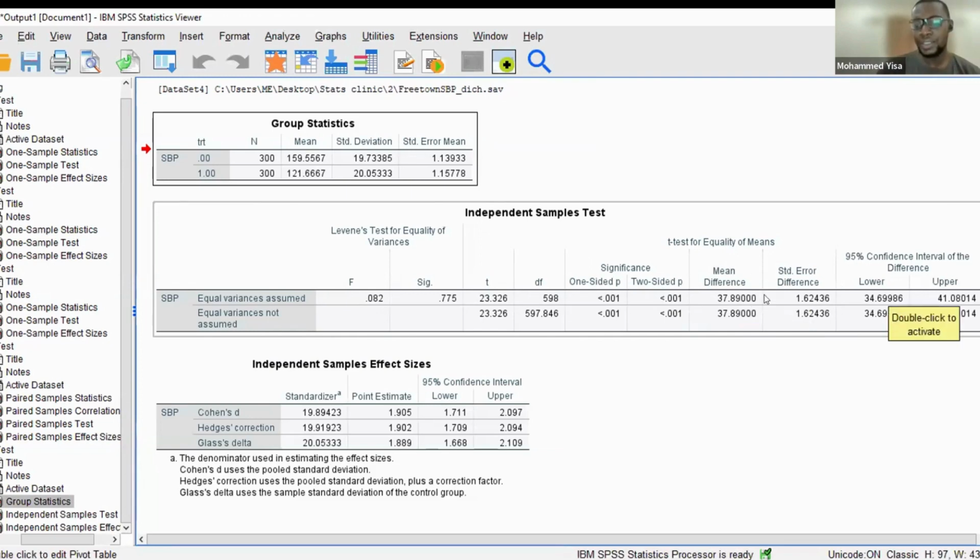The mean value of BP reduction is 37.89. But then on average, 95% of the subjects would have had a reduction of between 34.7 and 41.1. Does that make sense now?